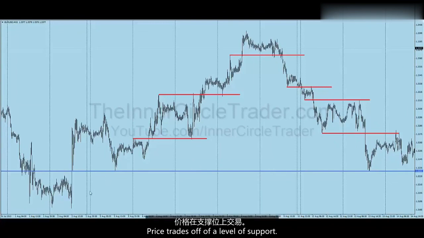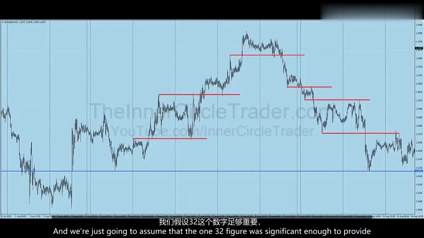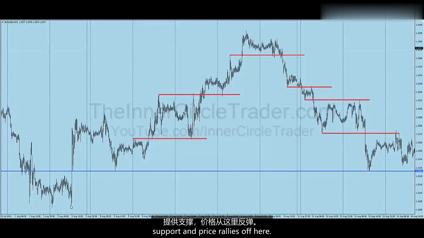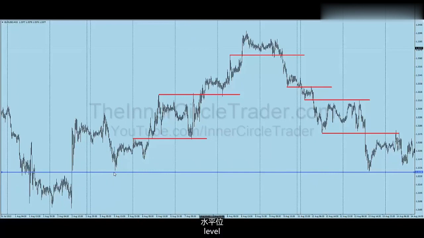Price trades off of a level of support, and we're just going to assume that the 132 figure was significant enough to provide support, and price rallies off here. Price comes back down, trades down into that 130.30 level, essentially, and bounces and runs through and creates a short-term support level.